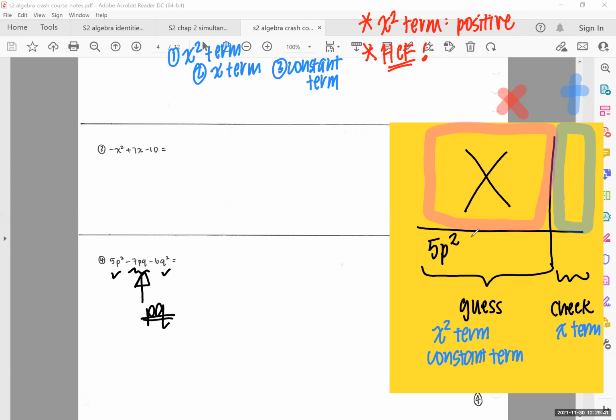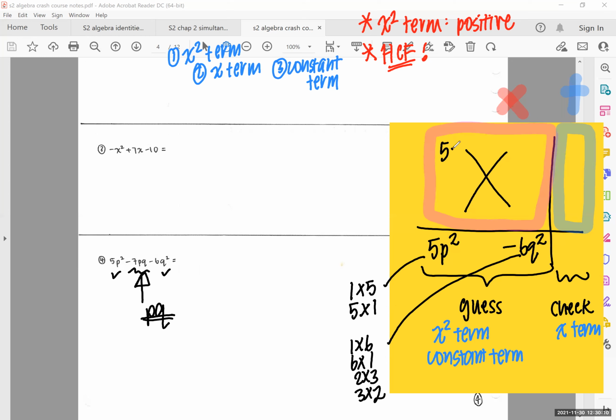Square term, right? Then can you see this 6q square? I'll put a negative 6q square here. Got it? So now what is 5 made out of? 5 is made out of 1 times 5, right? And 5 times 1. Is there any more factors for 5? No. What about 6? 1 times 6, 6 times 1, 2 times 3, and 3 times 2. No more already, right? So I'm going to start with 5p and 1p, which is just technically p.